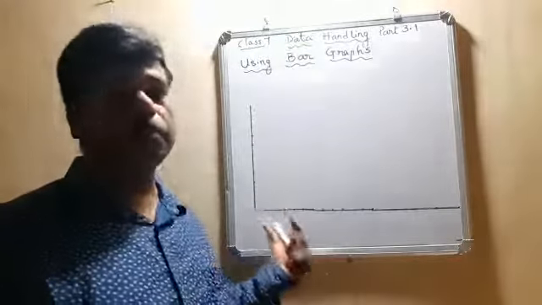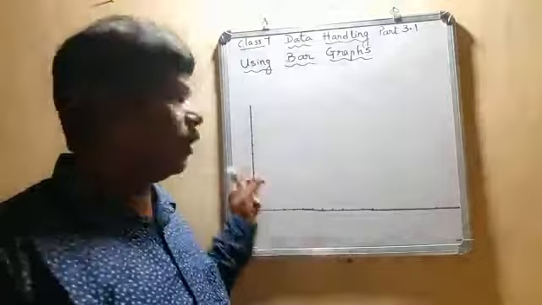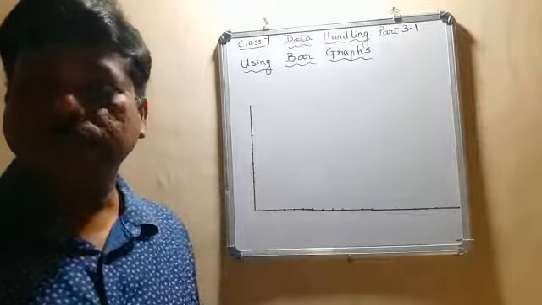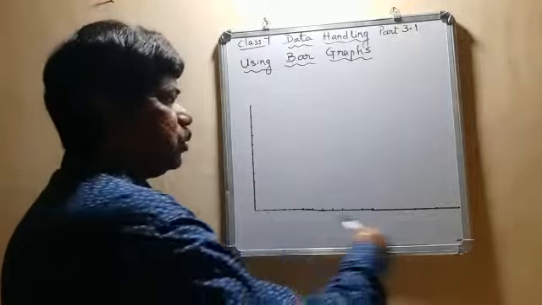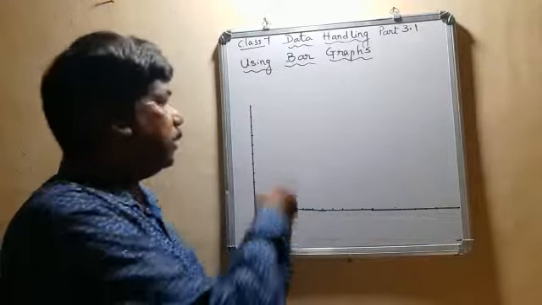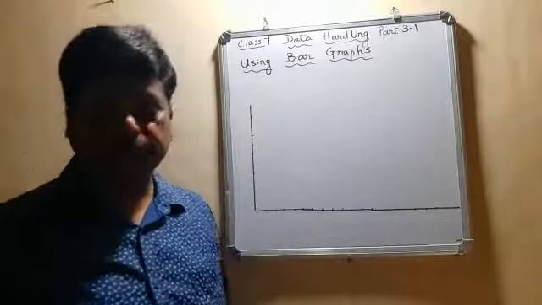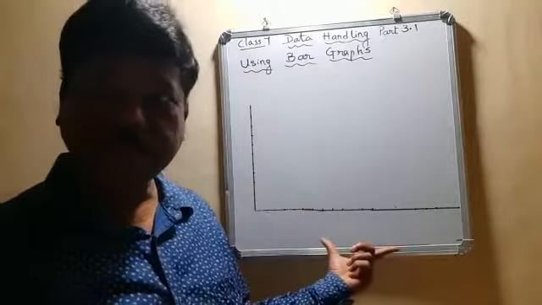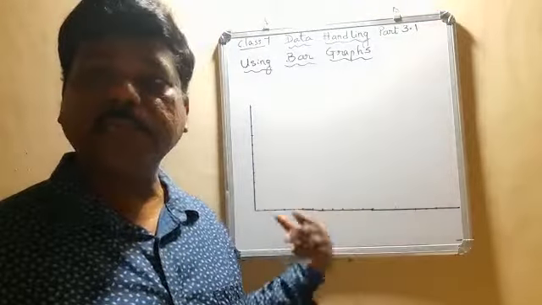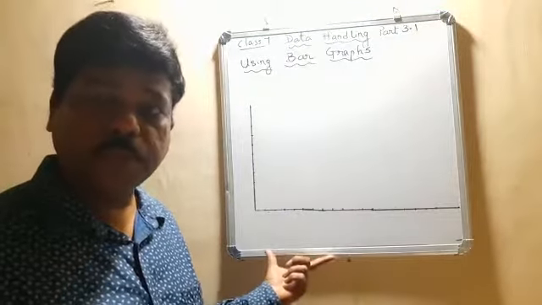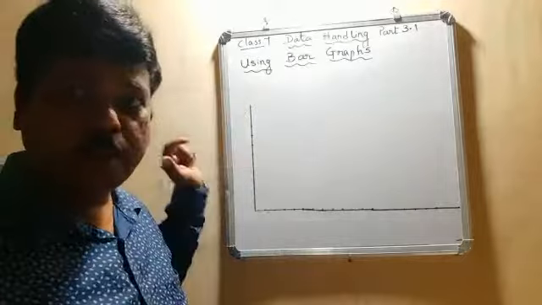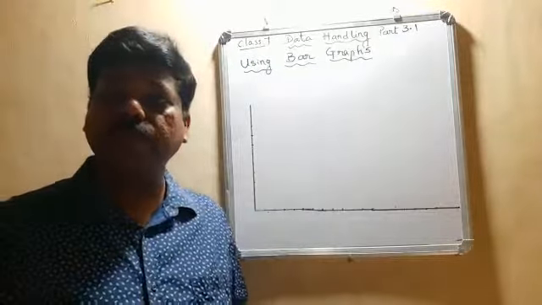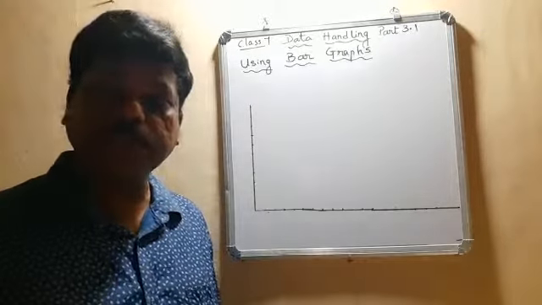So right now I am using the whiteboard and I have already marked the x-axis and the y-axis. This is called the x-axis and this is called the y-axis. The vertical line is the y-axis, the horizontal line is the x-axis. The x-axis is called the abscissa, whereas the y-axis is called the ordinate.